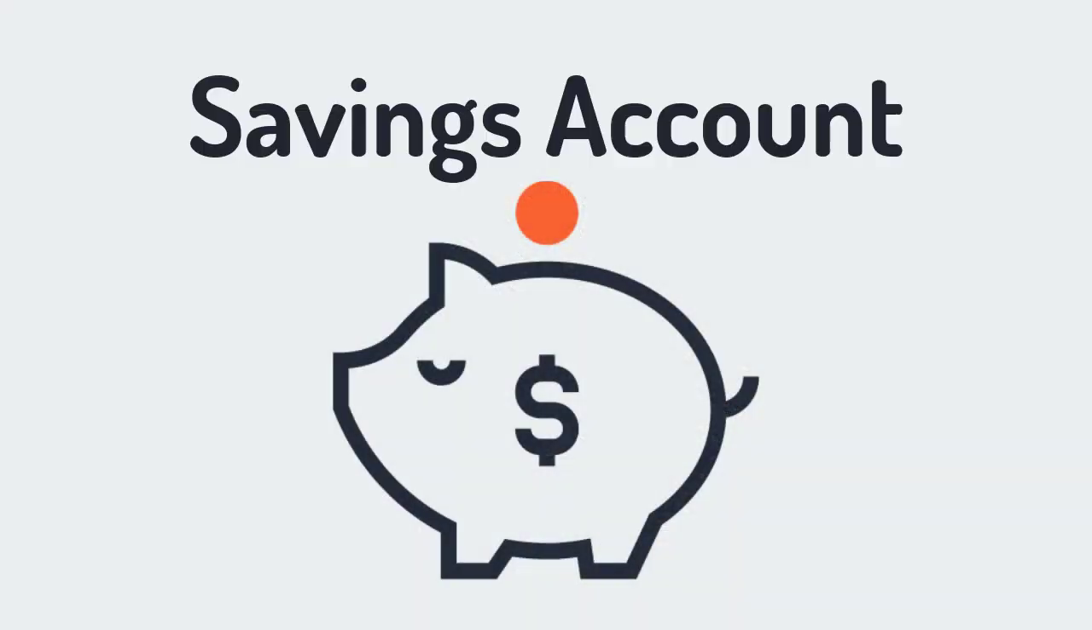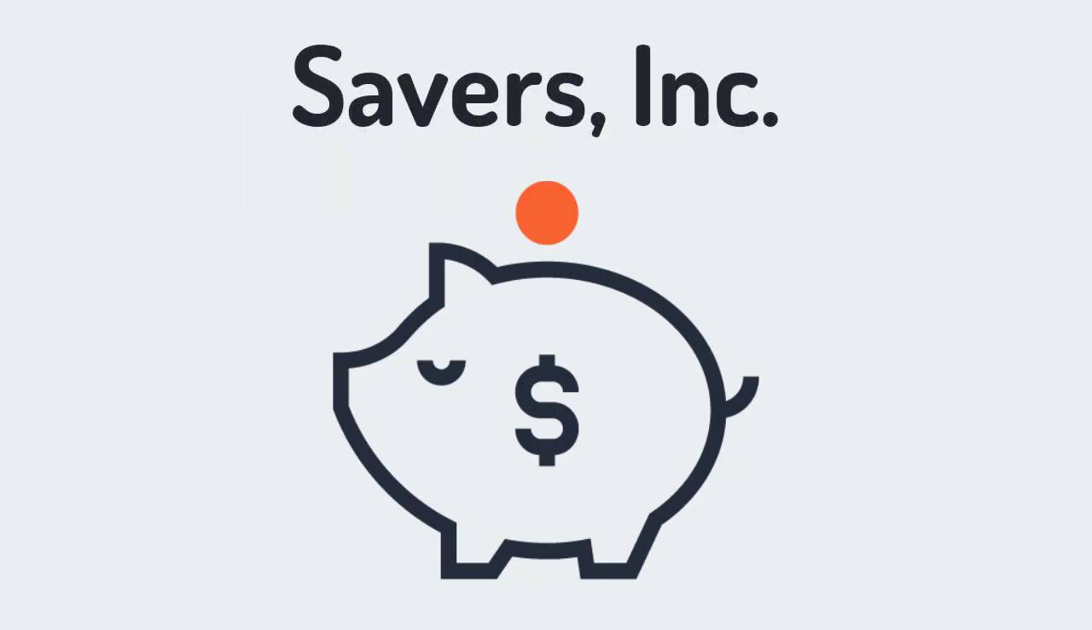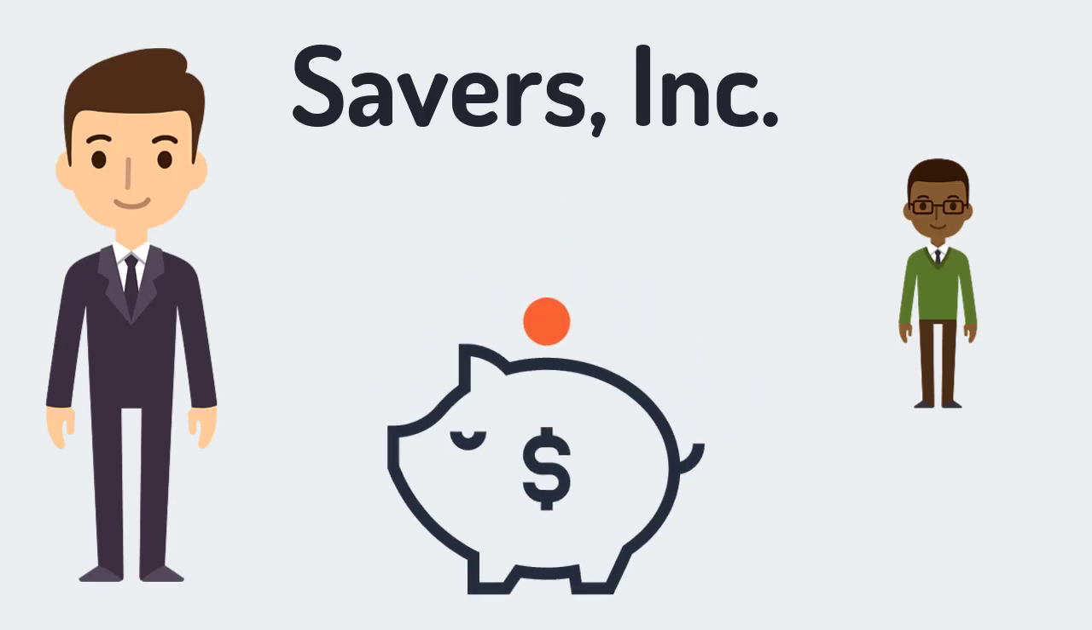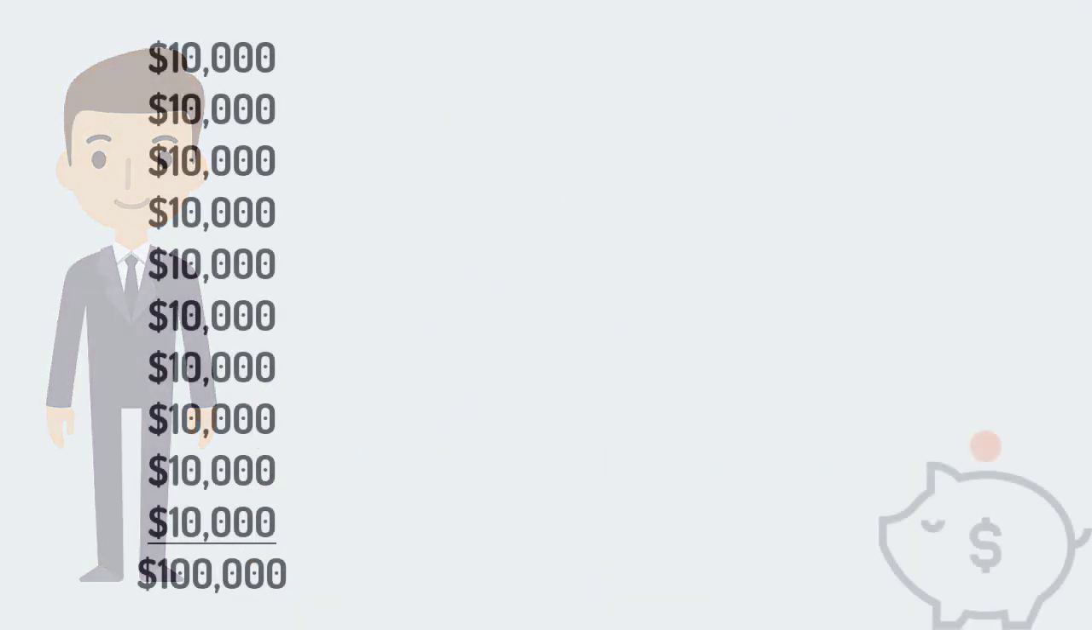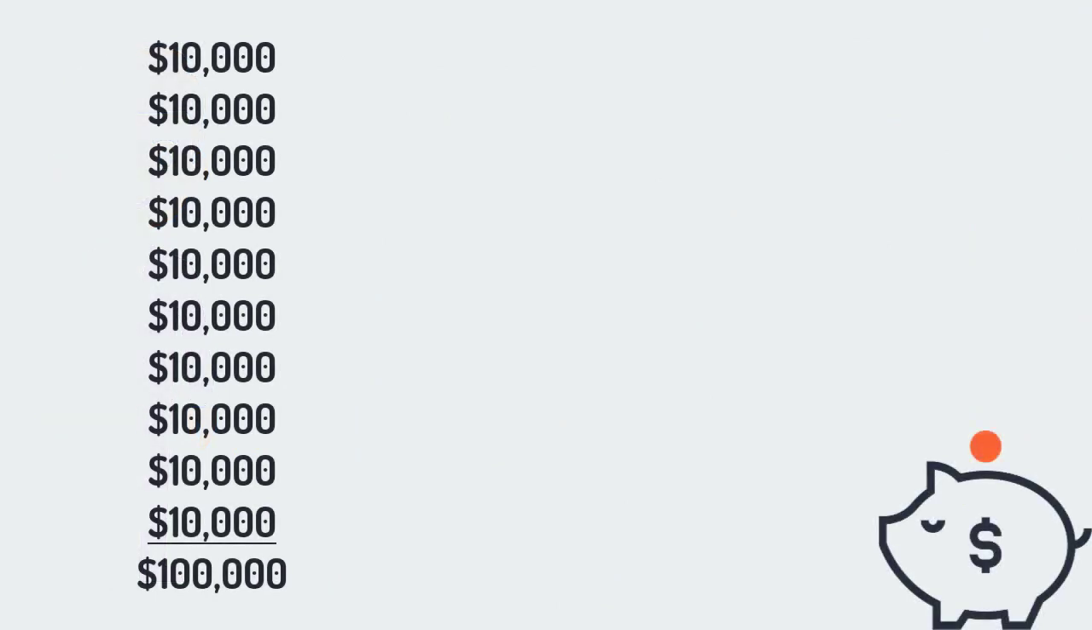It's instructive because it eliminates some of the noise that comes with looking at a strict company, which has a lot of other things going on. So we take a common savings account and we're going to give it a little twist. We'll call it Savers Inc. Instead of this account being just you or just you and someone else, it's going to be you and 9 friends. So we have one account with 10 people contributing $10,000 each, or $100,000 in total.